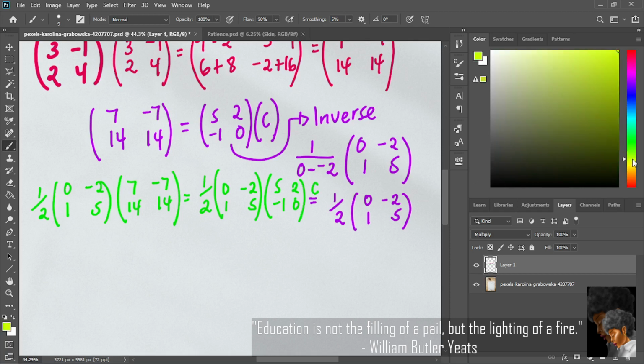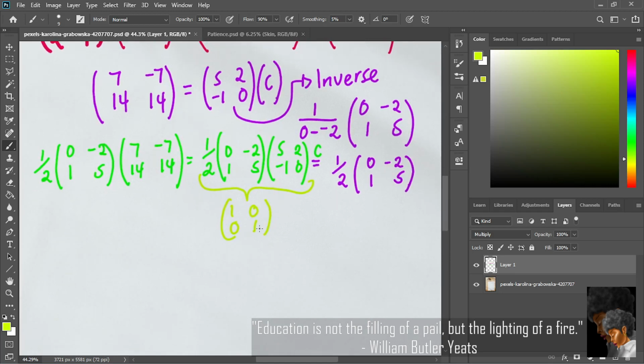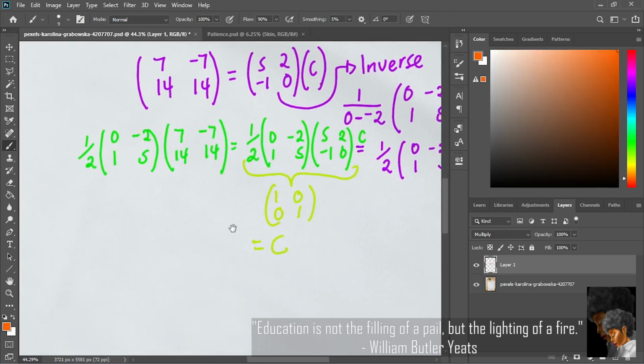Now whenever you multiply a matrix by its inverse, the answer is always a unit matrix, 1, 0, 0, 1, which acts like 1. That's how we remove a matrix from one side to another. So the only thing now, if this is 1, it means this side will only remain with C, is equal to, we work out this other side.